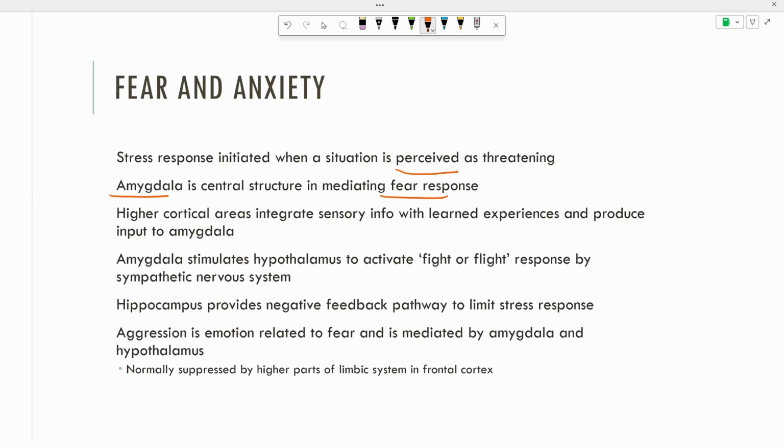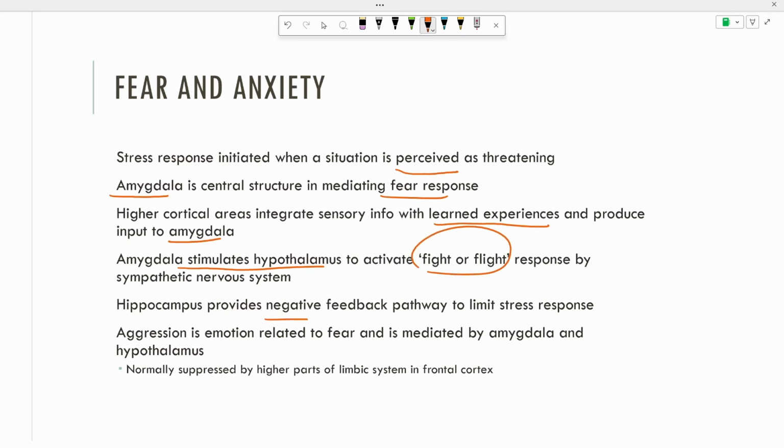Our higher cortical areas integrate the information with learned experiences. So again, like touching a hot stove, you do it once, you won't do it again because you've learned from your previous experience with a hot stove that if I touch it, I'm going to hurt myself. So then you'll be cautious from here on out, not doing stupid things. So you've got to learn. And they produce it into the amygdala. Amygdala will stimulate the hypothalamus to activate fight or flight.